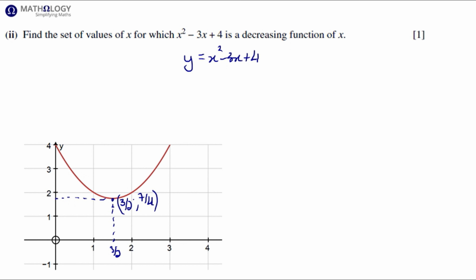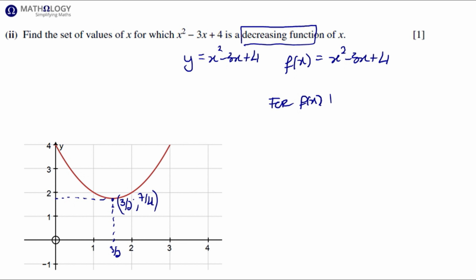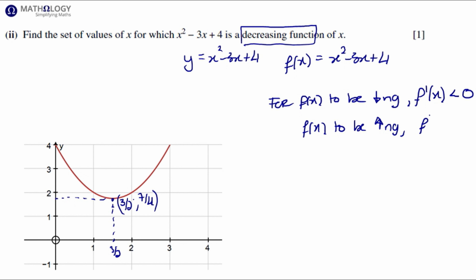Now, if we just call this f of x, I'm just calling it f of x because when working with derivatives, it's just a nicer notation to use f prime x rather than dy dx. Now, for a decreasing function, so for f of x to be decreasing, then f prime x needs to be less than 0. And for f of x to be an increasing function, f prime x must be greater than 0.